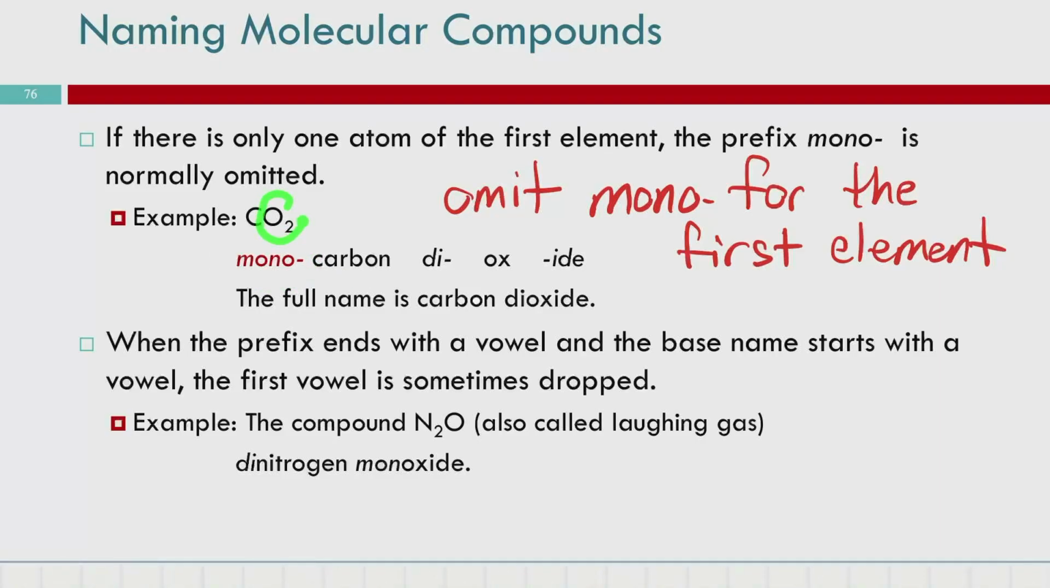We've got our oxygen up next, 2 of them. So we use our prefix for 2, which is di. Then we have the base, ox, from oxygen, and we also change the ending to IDE.